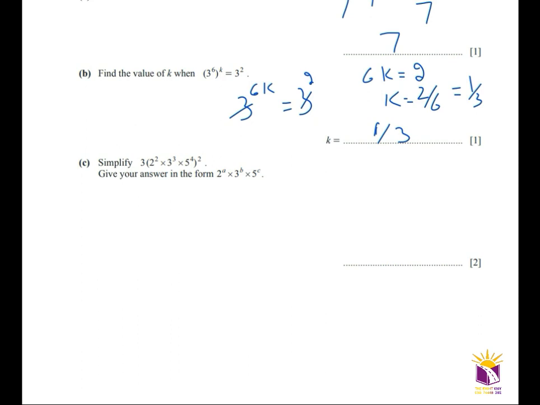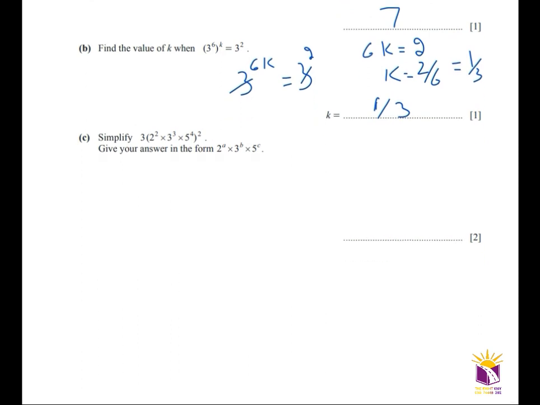Simplify. Give your answer in the form of 2 power a, multiply 3 power b, multiply 5 power c. First of all, I am going to open this square outside. It will become 3 into 2 power 4, 2 times 2, 4. Powers are going to multiply. 3 power 3 times 2, 6. Multiply 5, 4 times 2, 8.